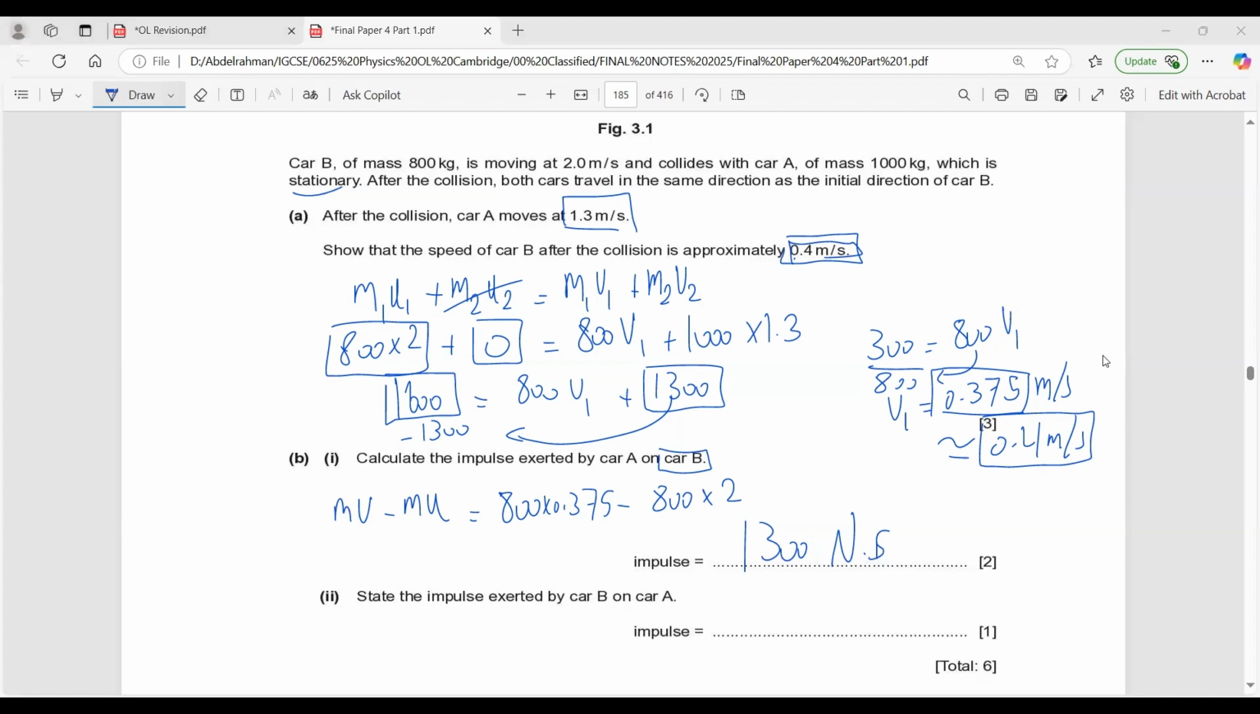State the impulse exerted by B on A. That's the same number, 1,300 newton seconds. It has to be the same number. That's the law of conservation of momentum. The total momentum in the system is conserved. If one decreases, the other one will increase. That's it. Okay, that is it.